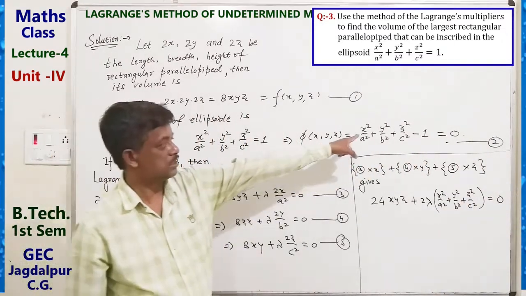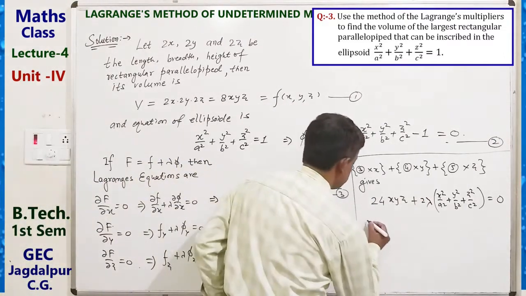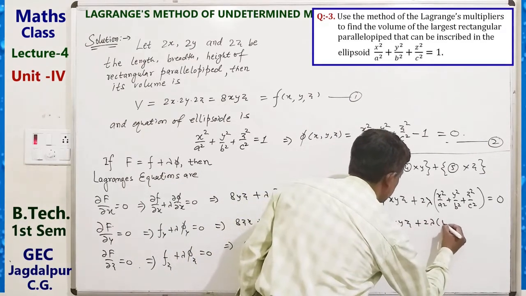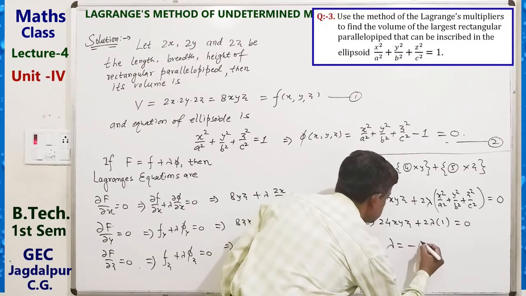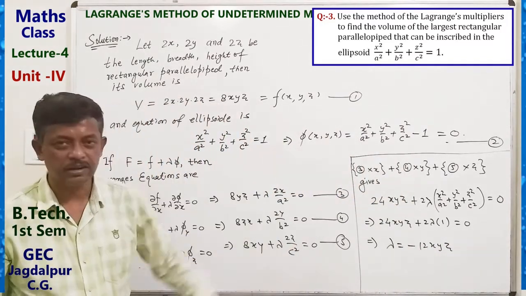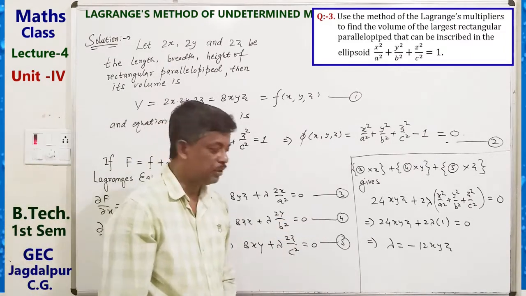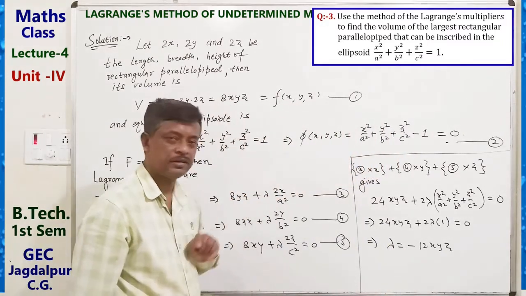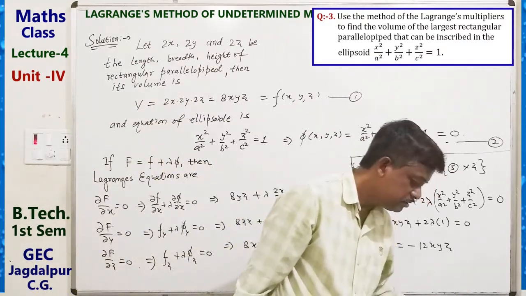Now using this relation, the bracket equals to 1. So 24xyz plus 2 lambda into 1 equals to 0. So lambda equals to minus 12xyz. This is the multiplier lambda. We can use this lambda here and get the values of x, y and z.